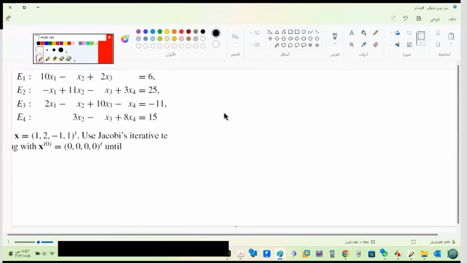Now I have this question. It has four equations: equation 1, 2, 3, 4. And again, you have this x, which is called the initial vector, or starting values. I must give this in an exam for you. So this is the initial value; I am using the mouse.